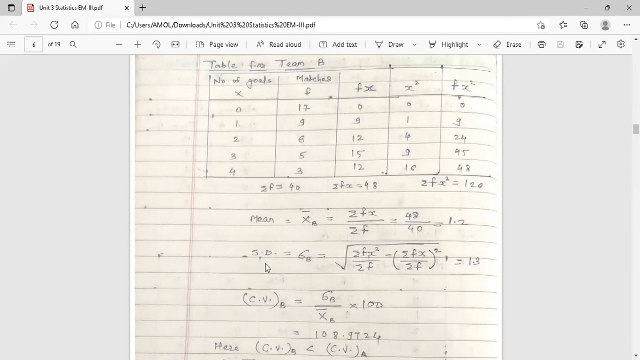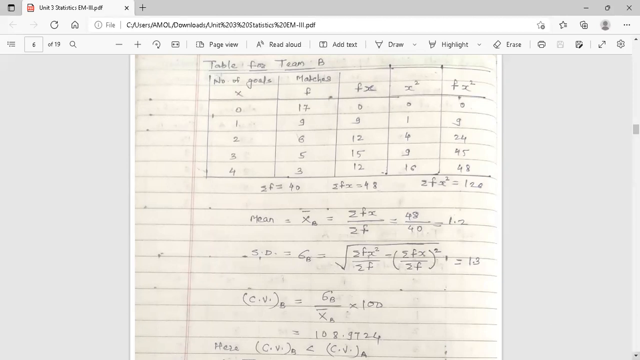Now you calculate the standard deviation for team B, and the notation is sigma B, B for team B. It is equal to the square root of summation FX square upon summation F minus the whole square of summation FX upon summation F. Now put the values of all the terms. Summation FX square is 126. Summation F is 40. Minus summation FX upon summation F, meaning the arithmetic mean for team B, which is 1.2, whole square. You put all the values and calculate it. It is equal to 1.3. So the standard deviation for team B is 1.3.